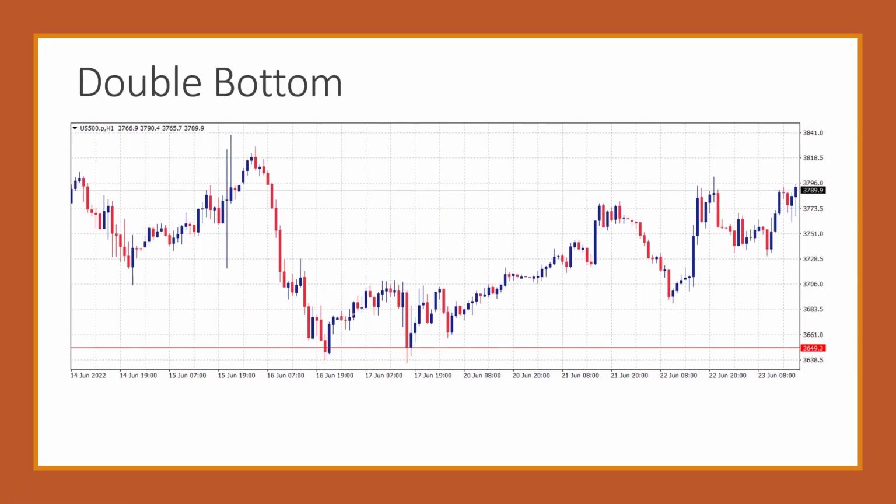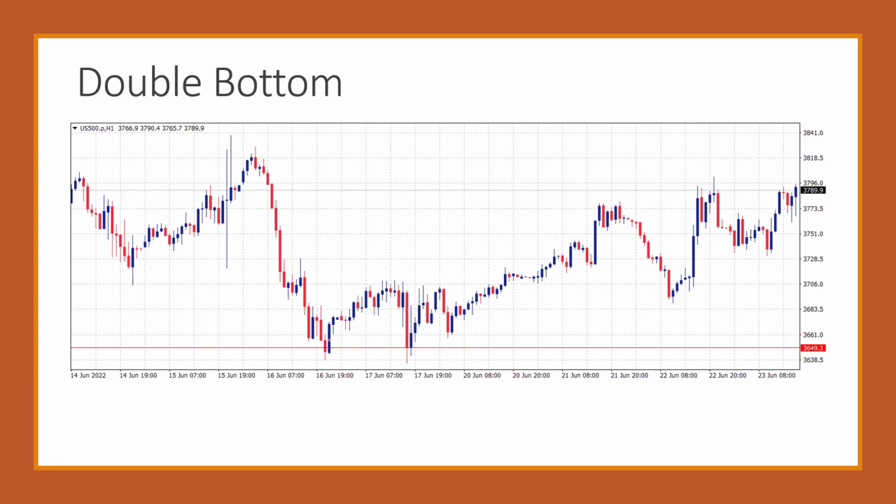Now, some of the patterns that we look at. So we've looked at support. And when you have an area of support, one of the patterns that can form when you've hit the bottom is what we call a double bottom, because we've hit that level twice on two separate occasions.